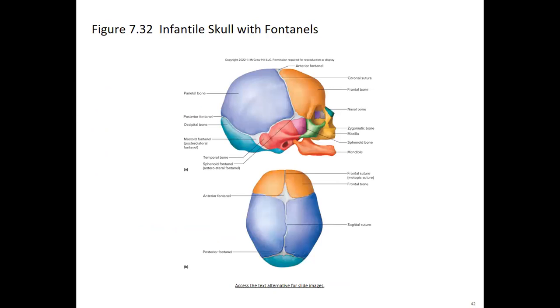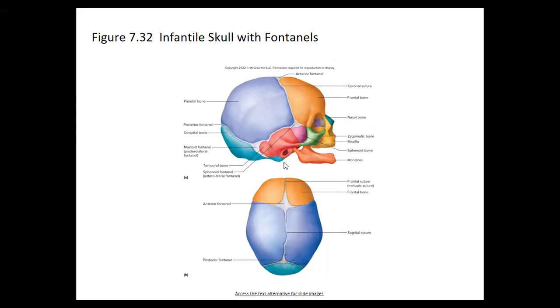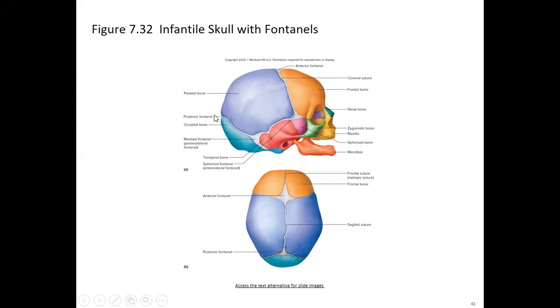So this is an example of your infantile skull and the fontanelles. Of the four main fontanelles, you have your anterior fontanelle that is located here, at the junction of your frontal bones and your parietal bones. You have the posterior fontanelle, which occurs here at the junction between your parietal bones and your occipital bone. It is smaller, as you can see, than the anterior fontanelle.